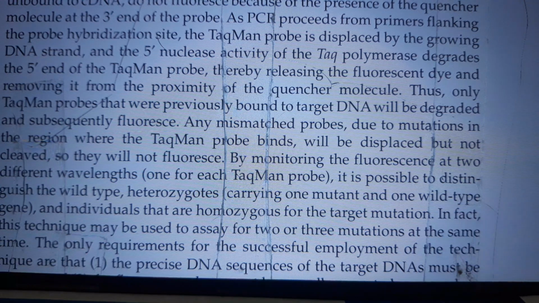Okay. Only TaqMan probes that were previously bound to target DNA will be degraded and subsequently fluoresce. Any mismatched probes, due to mutations in the region where the TaqMan probe binds, will be displaced but not cleaved, so they will not fluoresce. By monitoring the fluorescence at two different wavelengths, one for each TaqMan probe, it is possible to distinguish the wild-type, heterozygotes carrying one mutant and one wild-type gene, and individuals that are homozygous for the target mutation.